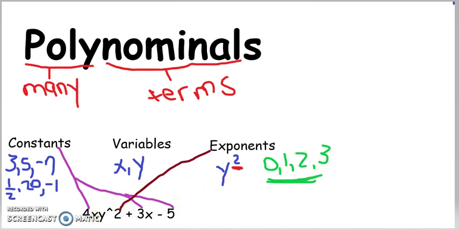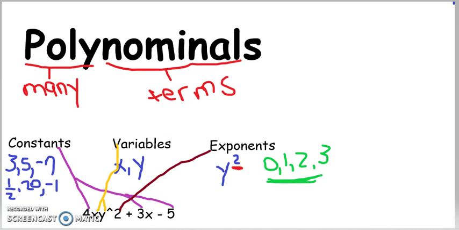And lastly, we are going to look at our variables, which are letters. So we actually have 2 variables, which are x and y. So we've identified the constants in our problem, the variables in our problem, and our exponent as well.